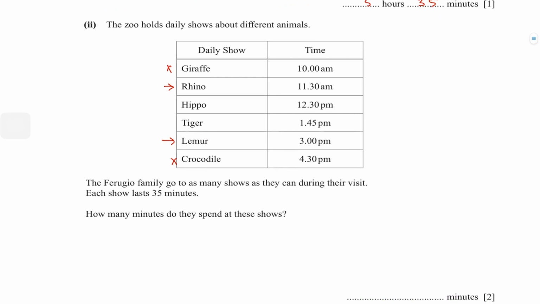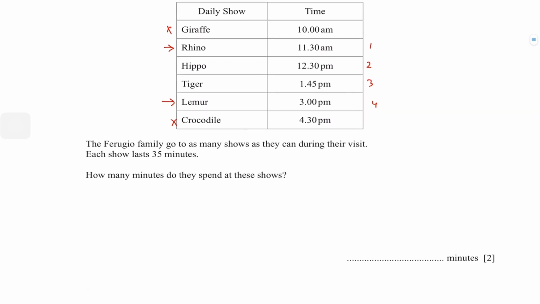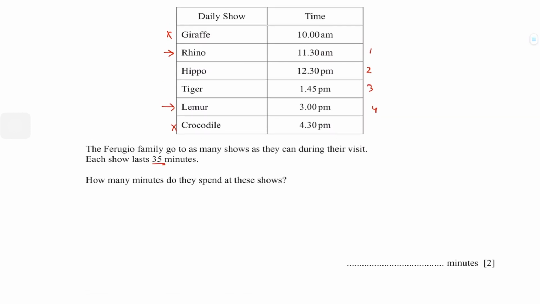So how many shows are these? These are 1, 2, 3, 4. So they can see a total of 4 shows, and each show, according to the question, lasts 35 minutes. So if I want to work out the total number of minutes they spend, I'm going to simply multiply 35 by 4. So 35 times 2 is 70, and 70 times 2 is 140. An easy way to multiply any value by 4 is to simply double it first and then double the resulting value. Okay, so I hope everything's clear up till now, and let's move forward.